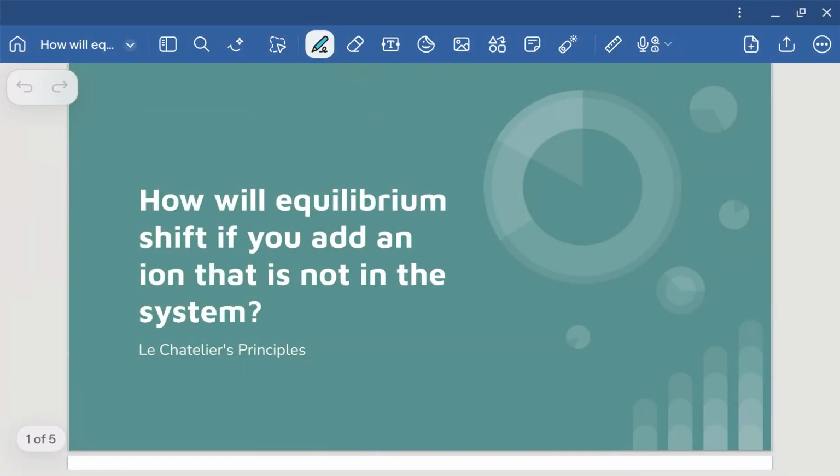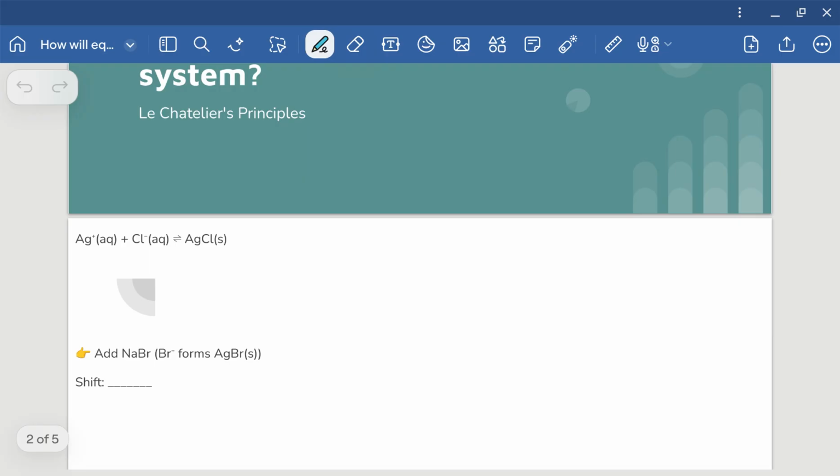Equilibrium unit in chemistry. This is one thing that students get wrong quite a bit, just because it's a little bit harder to understand. And that's when you add something to an equilibrium system and wonder what the shift would be if you don't see it in the system. So this is still about Le Chatelier and shifting.